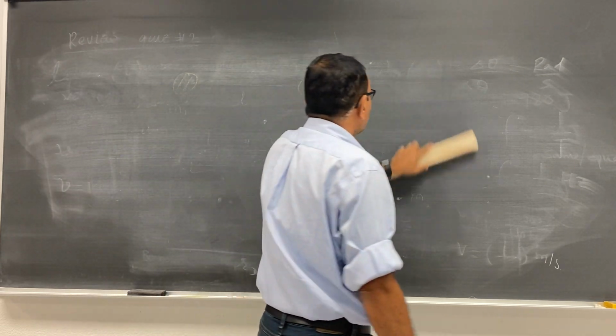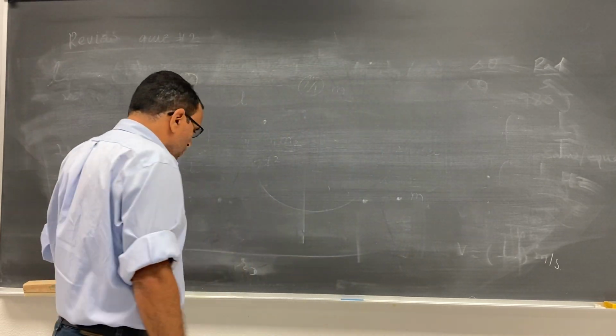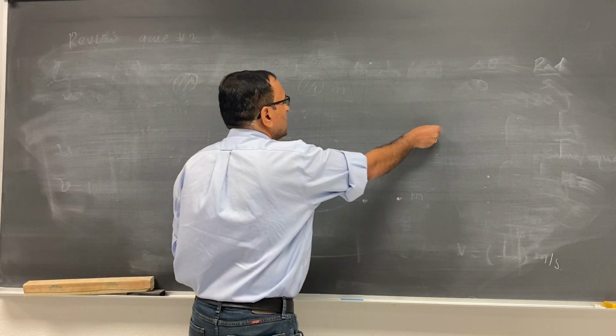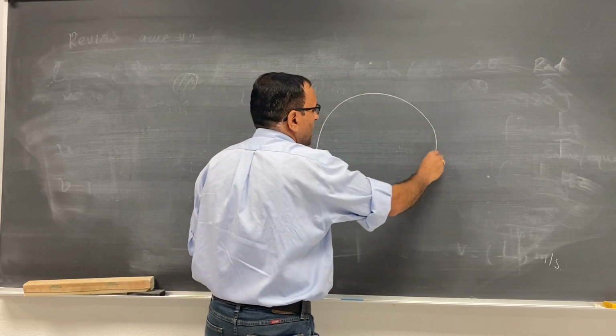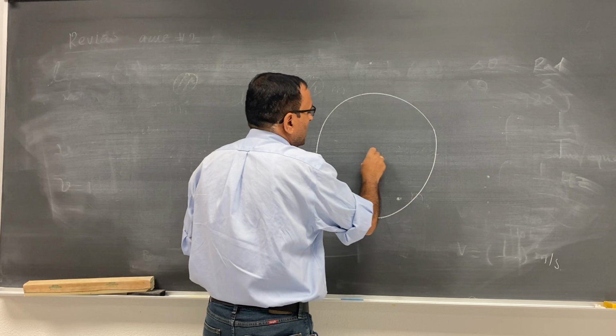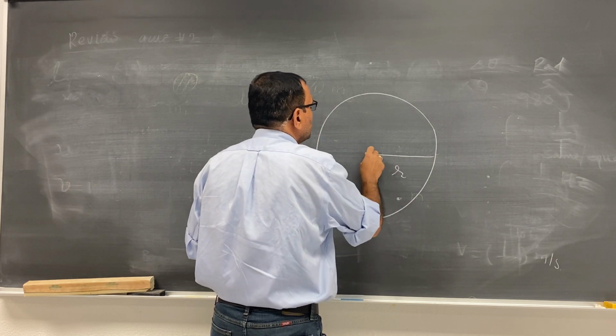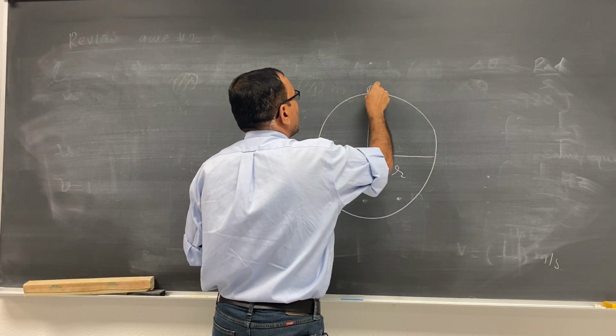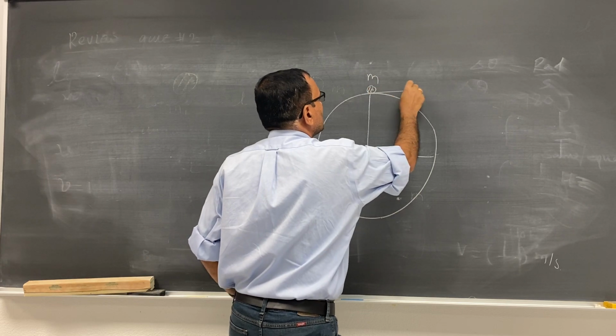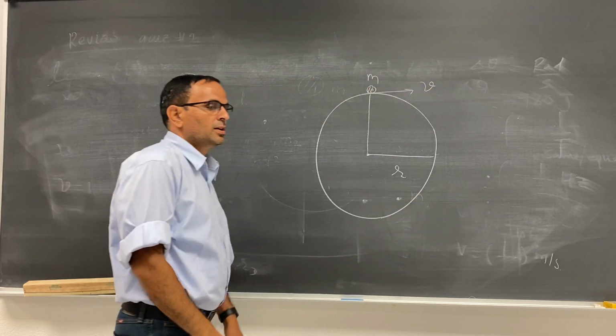And there is circular motion if the object is moving in a circular path like this. Let us suppose this is a circular path having radius r. Object is moving in a circular path, mass is m, moving in a circular path. Let us suppose this is the speed.